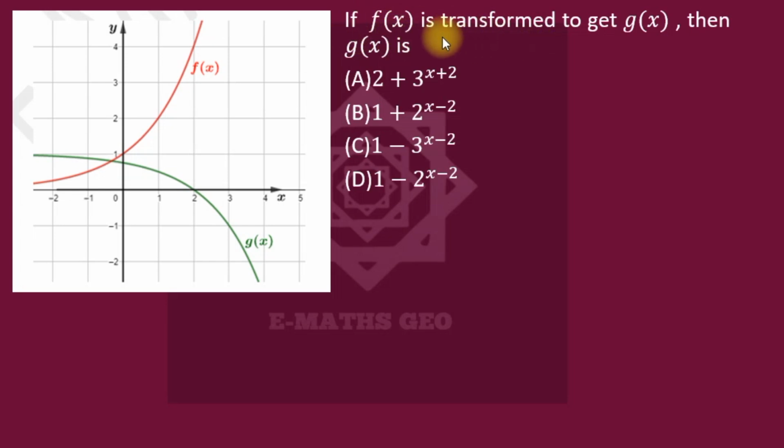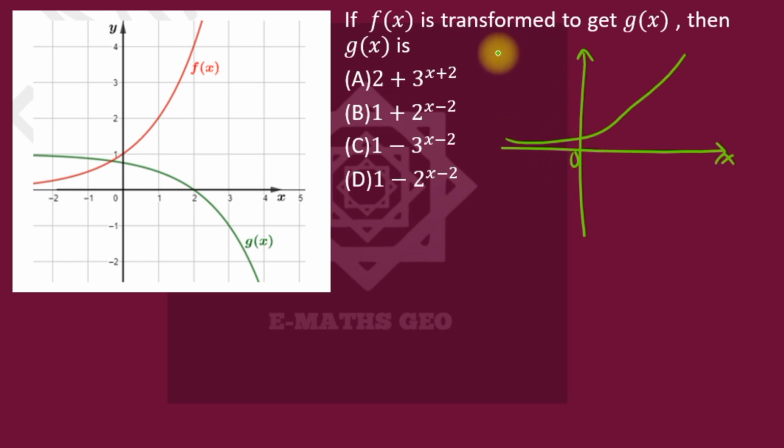Okay, if f of x is transformed to get g of x, then what is g of x? So we should know the exponential graph. The parent graph is either this or that. So this is y equals a raised to power x, where a is greater than 1. That's the base is greater than 1.